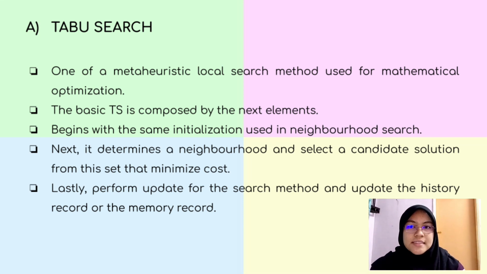Tabu search selects a new search movement in such a way that temporarily forbids the evaluation of previous solutions. Tabu search begins with the same initialization used in neighborhood search. Next, it determines a neighborhood and selects a candidate solution from this set that minimizes cost. Lastly, it performs an update for the search method and updates the history record.